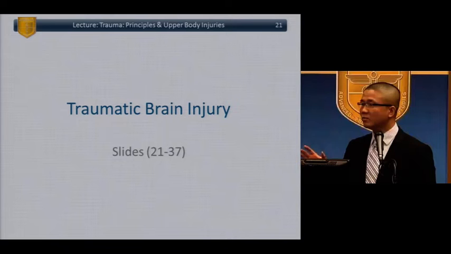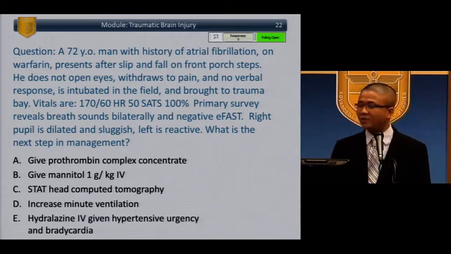All right, so that's the principles and overview of trauma. Let's talk about traumatic brain injury. Here's the question, so get your clickers ready.